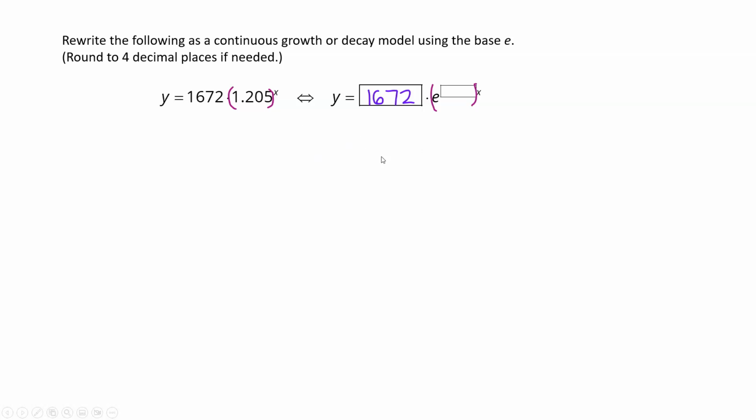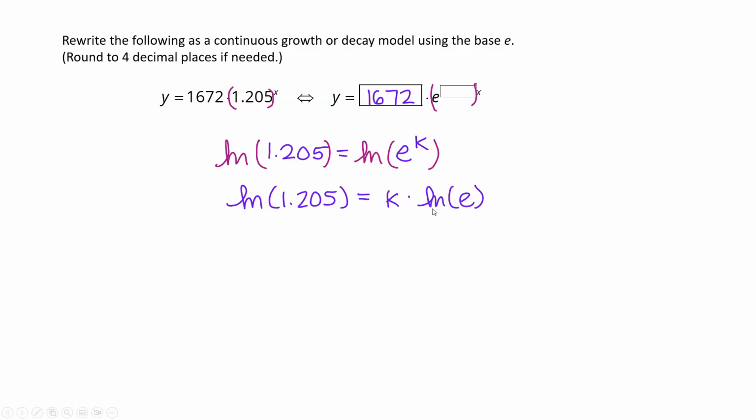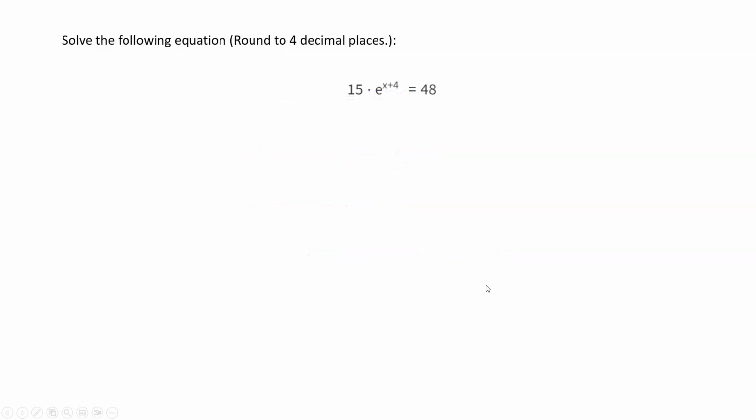So you want to solve the equation essentially of 1.205 equaling e to the k. Well, you could employ a natural log on both sides, or just rewrite this as a logarithmic statement, because the whole idea is that the natural log of e just becomes 1. It cancels. So k, whatever's going to be up here, is going to be the natural log of 1.205, which is approximately 0.186479, so forth and so on. So to 4 decimal places, you'd have 0.1865.